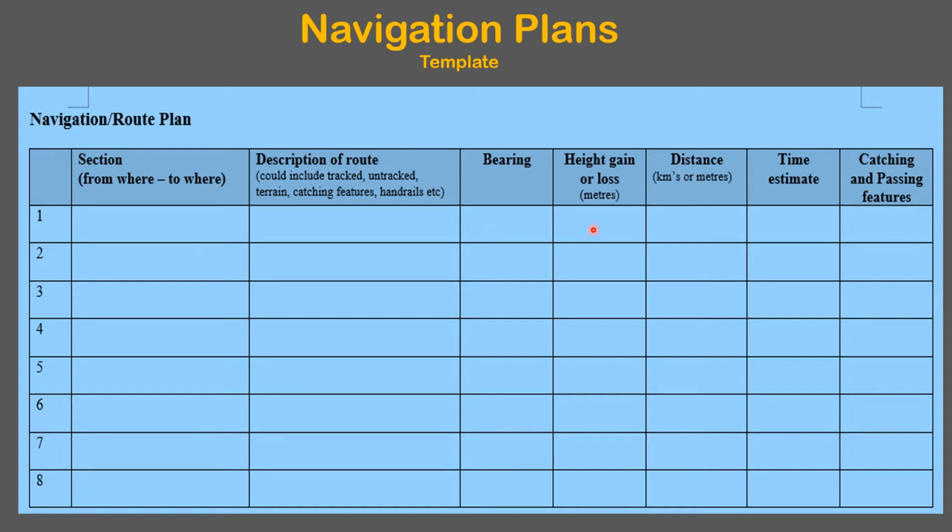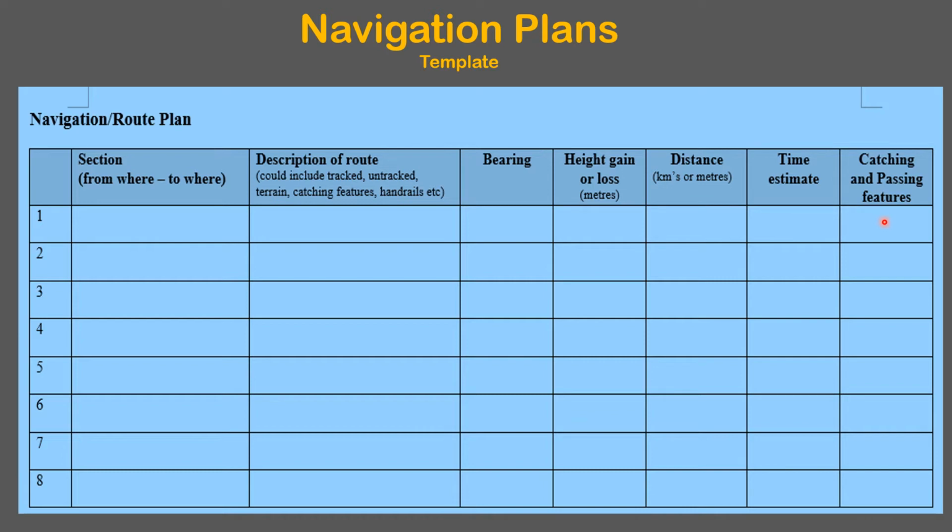Any height gained or lost, so you have to count the contours and work out whether you're gaining or losing height, and that would be in meters there. And then a distance, so what's the horizontal distance? So the height gained or lost is your vertical, then the horizontal is your distance in kilometers or meters there. Then a time estimate, and we'll look at some templates for these next.